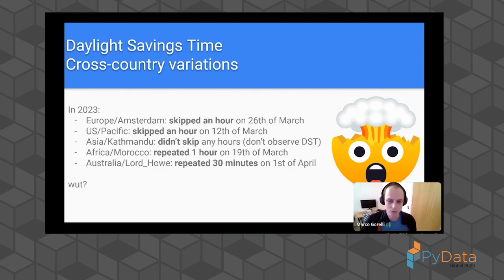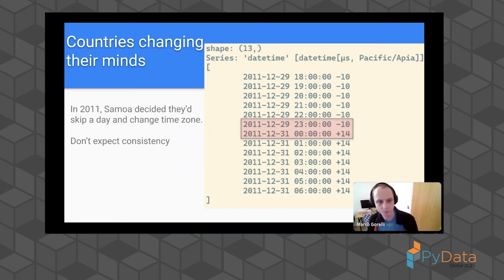Well, it's not even consistent within countries. So in Samoa, in the Pacific, they once were so keen to celebrate New Year's Eve that they switched straight from the 29th of December to the 31st of December. If the 30th of December was your anniversary, then tough luck. It went from nearly midnight on the 29th of December to midnight on the 31st of December because they wanted to switch time zone. They went from a -10 UTC offset to a +14 UTC offset.